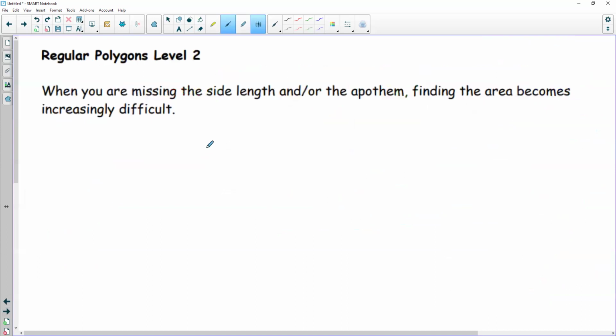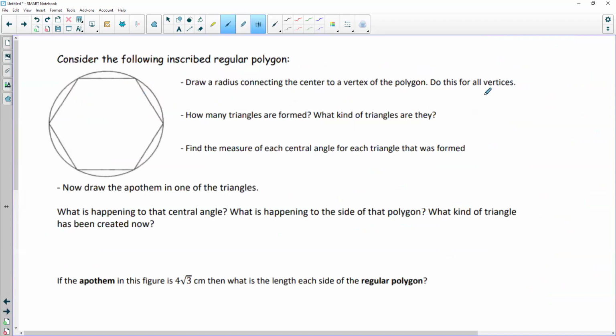And one thing that you're going to notice is that something that I just mentioned not too long ago is that when you're missing the side length, or if you're missing the apothem, sometimes you're even missing both of these, finding the area becomes increasingly difficult. For us to wrap our heads around the idea of what we're going to be doing here, we're going to have a series of questions on this next slide that we're going to go through. So let's go ahead and consider the following inscribed regular polygon.